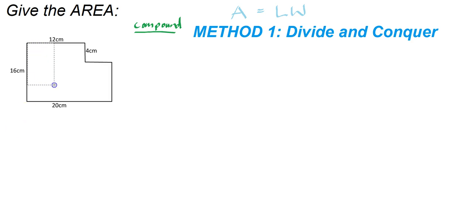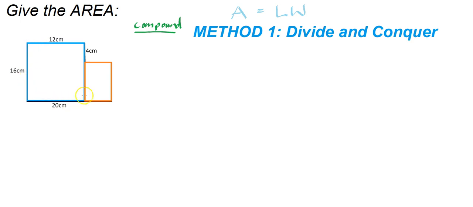So for example, we've got this particular rectangle right here, and we also have this particular rectangle right here. If we find the area of this one and add it to the area of this one, we have the area of the whole compound shape. So that's what I mean by dividing. We're going to divide this whole shape into these smaller rectangles.